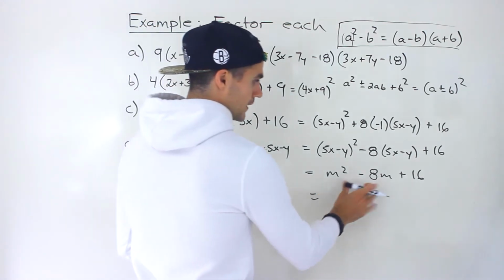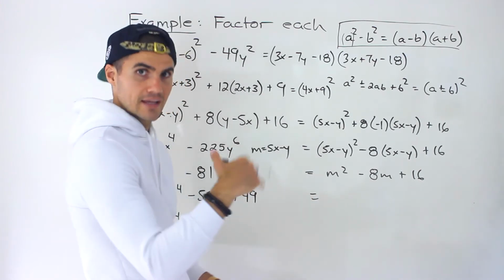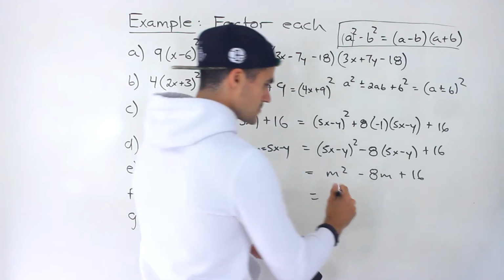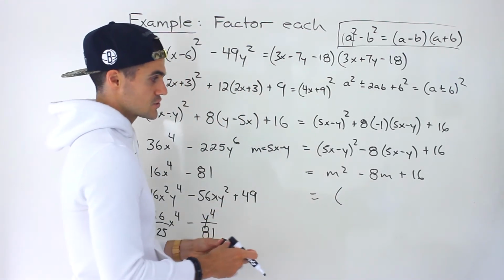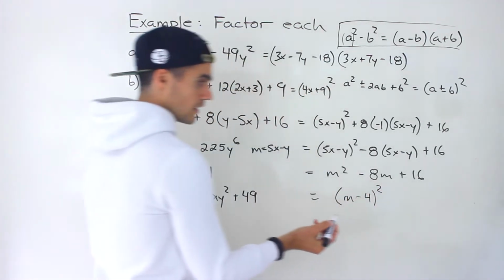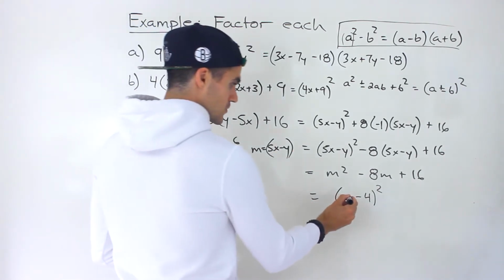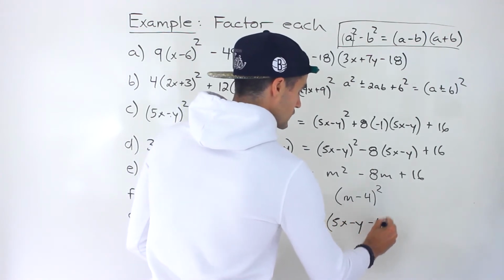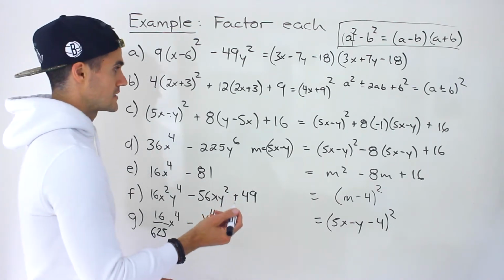Okay, and now we can factor this over here. This is actually going to factor into a perfect square trinomial. I'm not going to go through all the steps. At this point, you should be pretty comfortable factoring something like this. When you do the decomposition, it's going to end up with m minus 4 squared, like that. And then we bring back that 5x minus y, plug it in for the m, so we end up with 5x minus y minus 4 squared, like that. That ends up being the final answer, right?